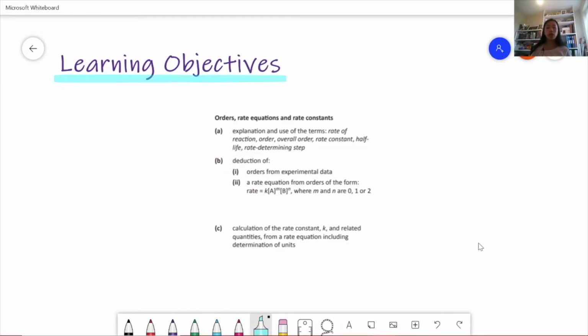Today we're going to be learning about orders, rate equations and rate constants. So here are the learning objectives. The first is to explain and use the terms rate of reaction, order, overall order, rate constant, half-life and rate determining step. And then we're going to deduce orders from experimental data and from rate equations from orders of the form rate equals k[A]^m[B]^n. And then we're going to calculate the rate constant and related quantities from a rate equation, including determination of units.